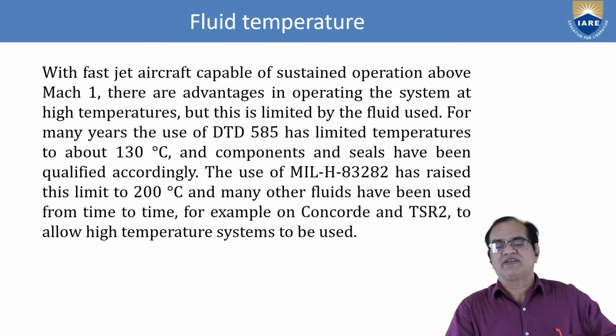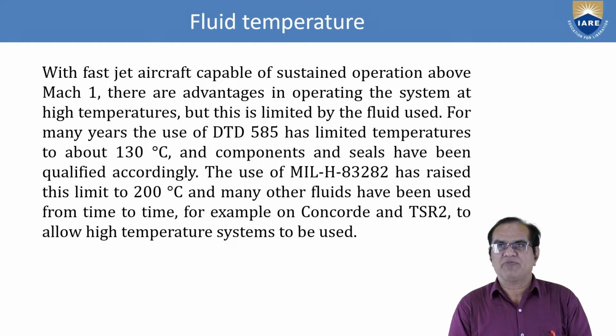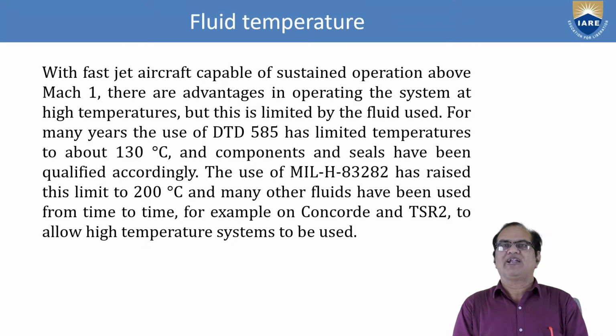In the same way, if you want a high temperature range, fast jet aircraft are capable of sustaining operation above Mach 1. If the aircraft is flying in the supersonic zone, there are advantages in operating the system at high temperatures, but this is limited by the fluid used. For many years, the use of DTD 585 has limited temperature to about 130 degrees centigrade, and components and seals have been qualified accordingly. The use of military H83282 has raised this limit to 200 degrees centigrade.